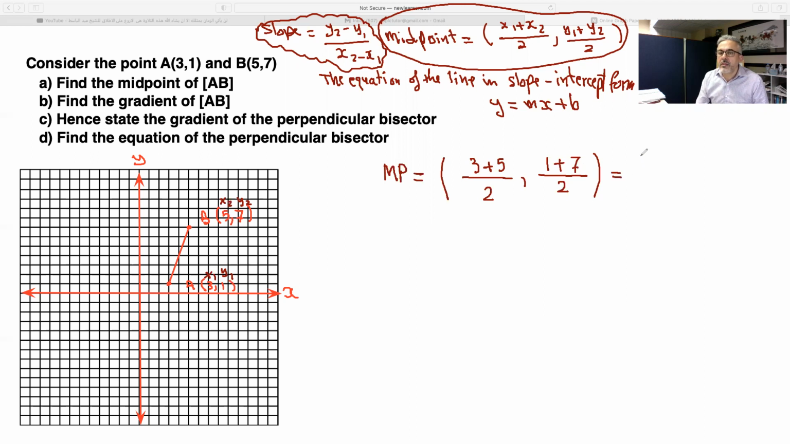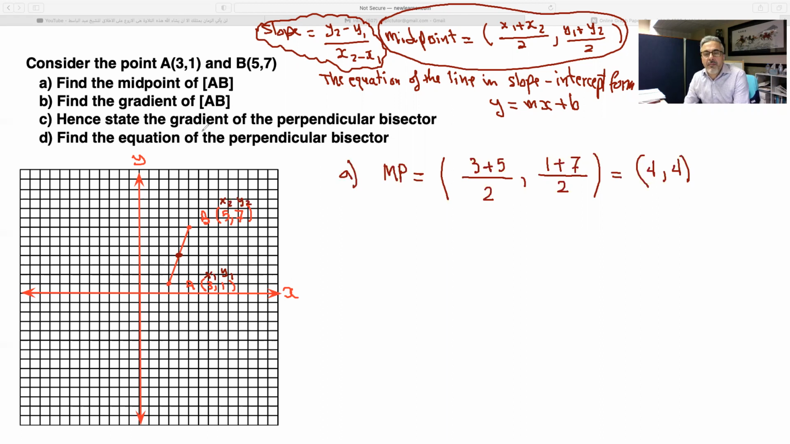And that equals 3 plus 5 is 8. 8 divided by 2 is 4. And then the same thing, 1 plus 7 is 8 divided by 2 is 4. So my midpoint is right at 4 and 4, which is right there. So that's where my midpoint is. So that answers the question for A.